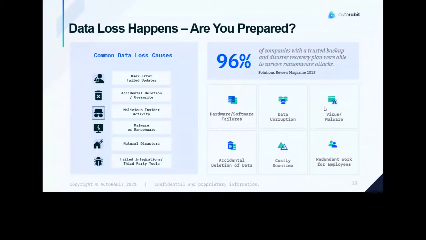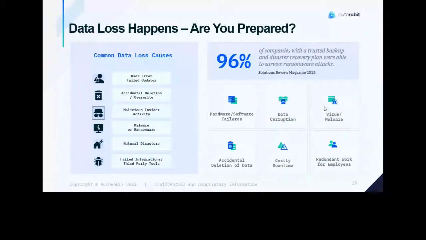Just like COVID hit, and then a lot of strategy relating to data hosting and all those things were taken care of by a lot of companies. But still a lot of companies are not even ready now to go to that next level. Then failed integrations of third-party tools, which are not secure. So 96% of companies with a trusted backup and disaster recovery plan were able to survive ransomware attacks, as per Solutions Review magazine in 2018.